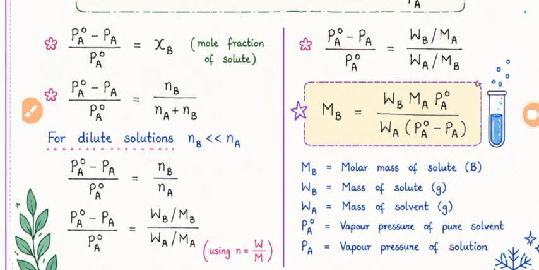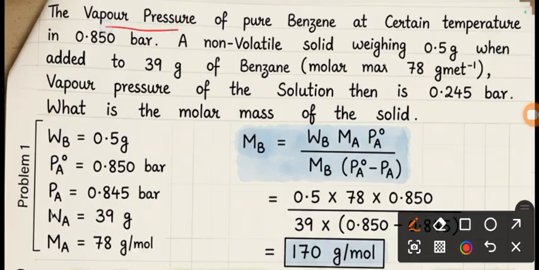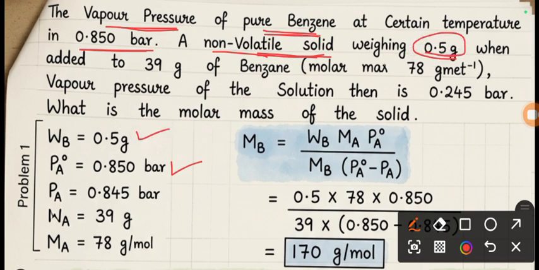Let us solve one question here. Consider the vapor pressure of pure benzene, which is the solvent, is 0.850 bar. This is P naught A. A non-volatile solid weighing 0.5 gram, that is the mass of solute WB, mass of non-volatile solute.